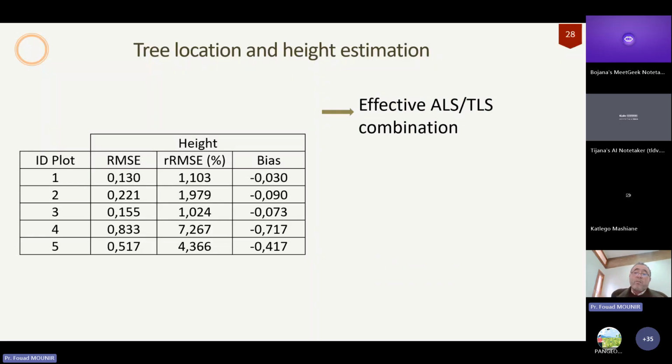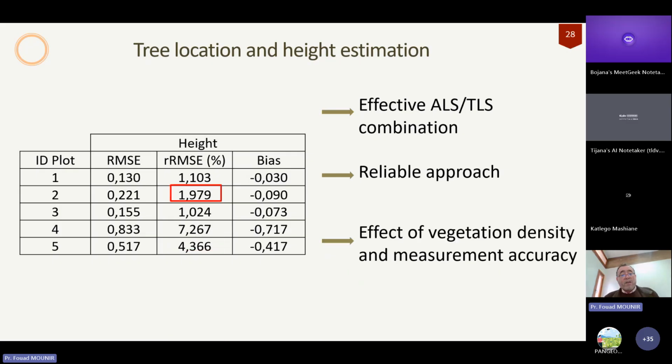We can see that the combination of the ALS and TLS is very effective for estimating the height. The approach is very reliable because we used both these two kinds of data, and we saw that there is some effect of vegetation density, because we saw that in the dense stands, which are plots 1, 2, and 3, where plot 2 is the very dense stand, there are some effects of the vegetation density on the accuracy of the measurement.